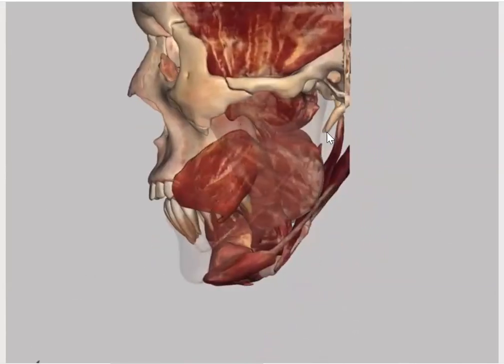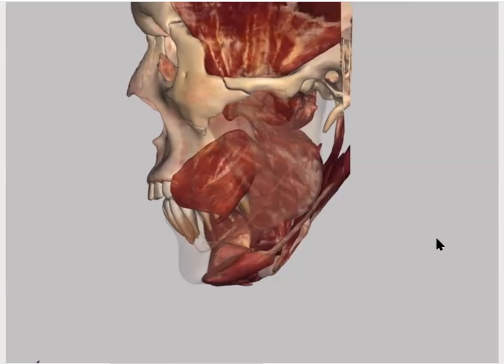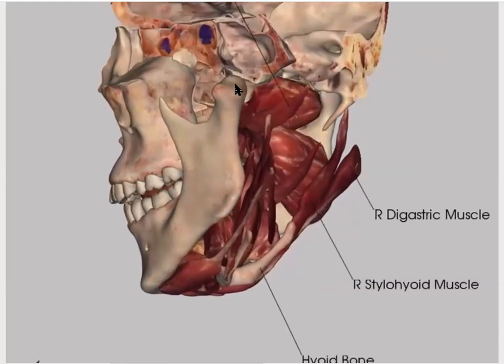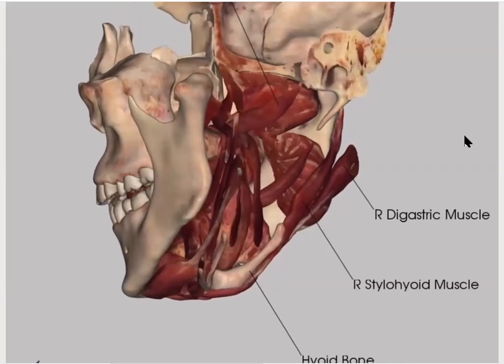Alrighty, some other landmarks that we should be familiar with: the styloid process of the temporal bone, the internal acoustic meatus here at the opening that is continuous with the external acoustic meatus. Again, the zygomatic arch, the mandible and the temporomandibular joint, or the condylar process of the mandible, which articulates at the temporomandibular joint. Some of these muscles we'll talk about later on as we get into the second part of the head.